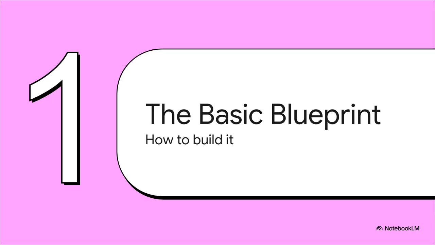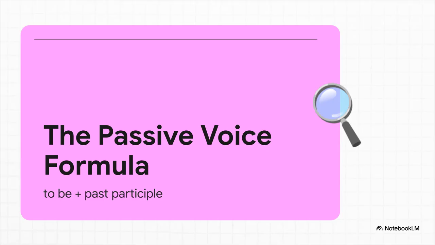Okay, so how do we actually build this thing? Let's take a look at the basic blueprint, and you'll see it's actually way, way simpler than it sounds. It really just boils down to this one simple formula. You take a form of the verb to be, like is, are, was, were, and you add the past participle of the main verb. That's it. That's the secret recipe. Was stolen, is delivered, will be sent. See, it's the same pattern every single time.